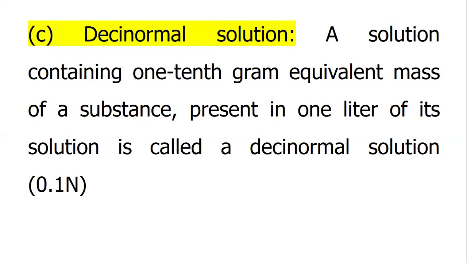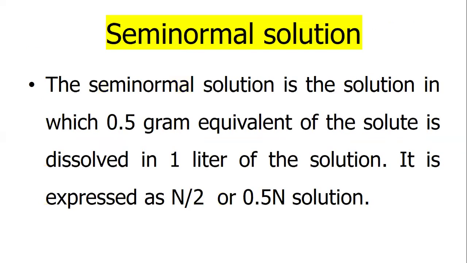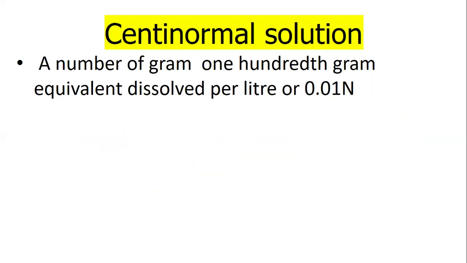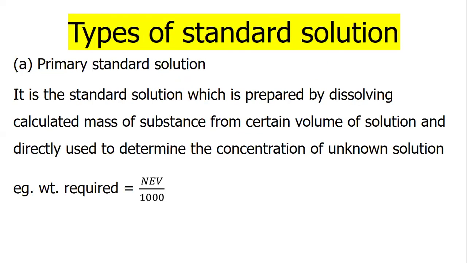Decinormal solution: a solution containing 1/10 gram equivalent mass of a substance present in 1 liter of its solution is called decinormal solution. Semi-normal solution: the solution in which 0.5 gram equivalent of the solute is dissolved in 1 liter of the solution, expressed as N/2 or 0.5 normal solution. Centinormal solution: 1/100 gram equivalent dissolved per liter, or 0.01 normal.